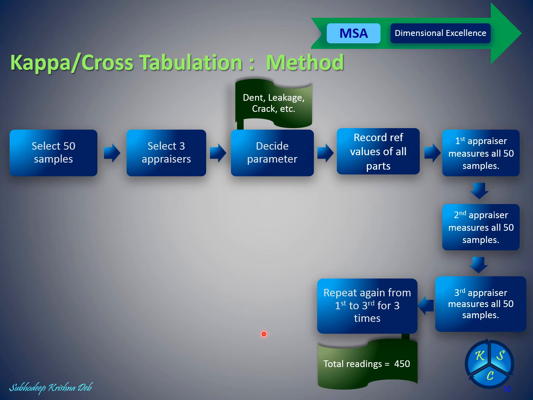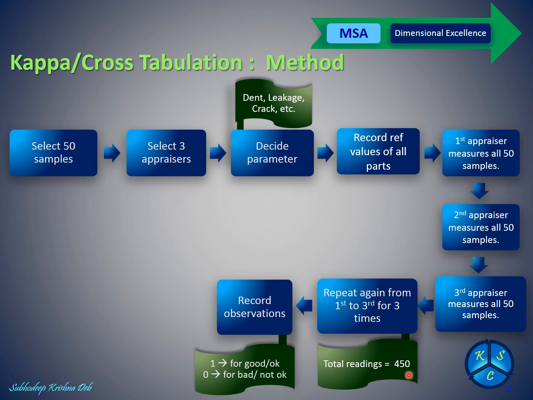Now these steps, these 1, 2, 3 steps, should be repeated 3 times, that is 3 trials, which will ultimately lead to 450 readings.